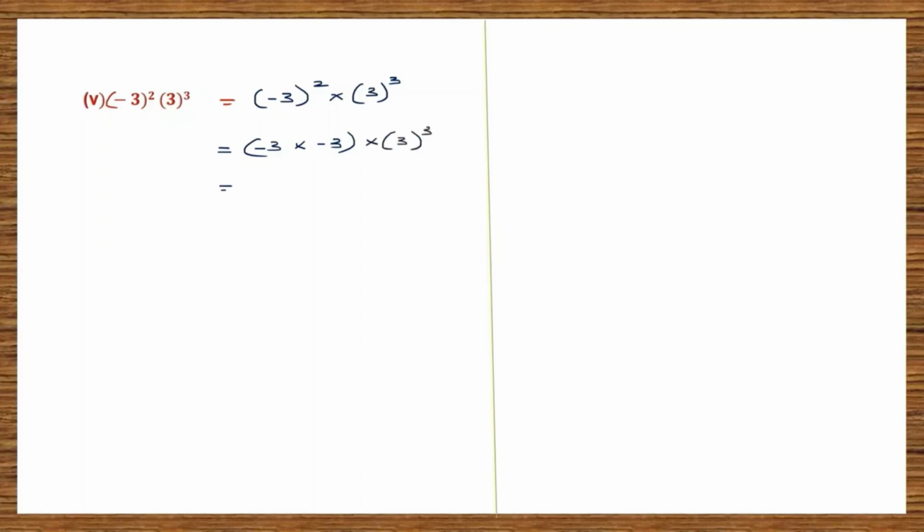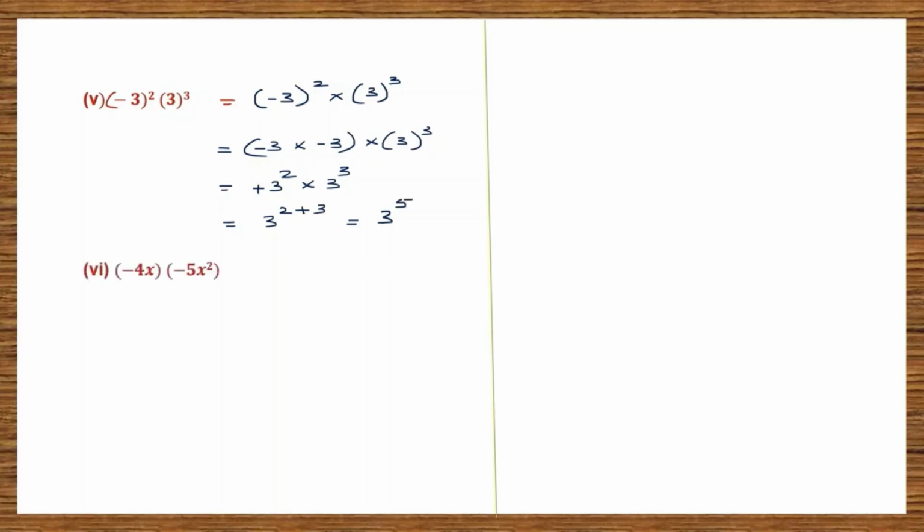So here let's multiply the signs. Minus into minus is plus, and how many times do we have 3? 1 and 2. 3 raised to the power of 2 into 3 raised to the power of 3. Because it's multiplication, we can follow the product law, which says add the powers if the base is the same. So since the base is the same, 3 raised to the power of 2 plus 3, and here it is 3 raised to the power of 5.